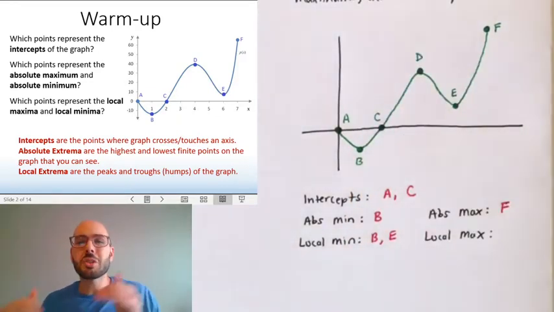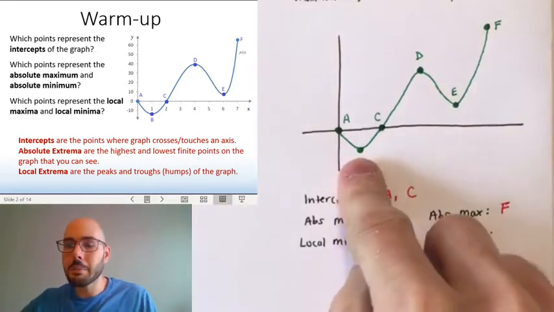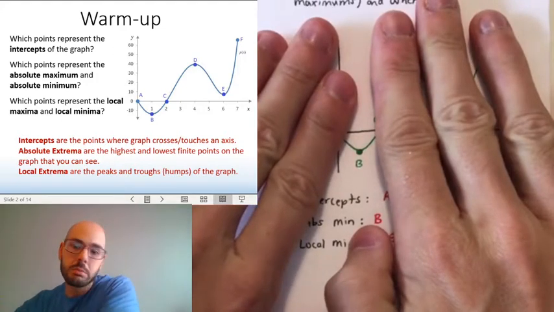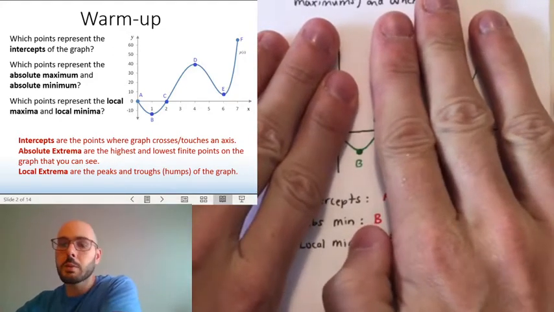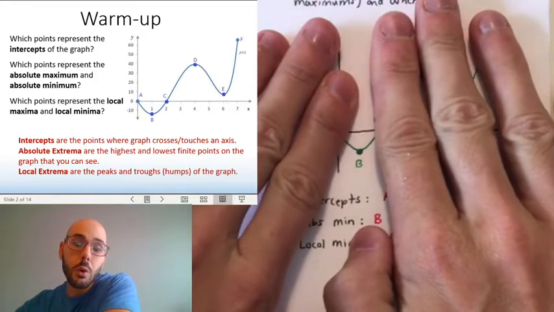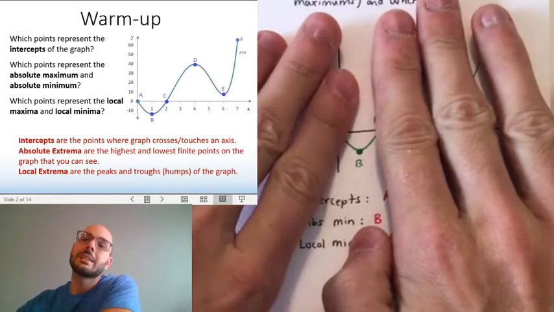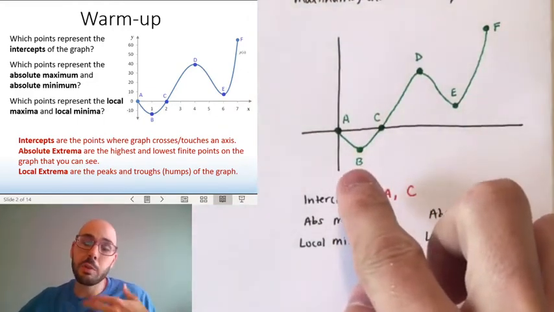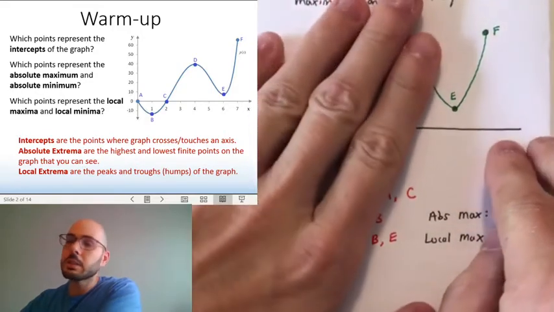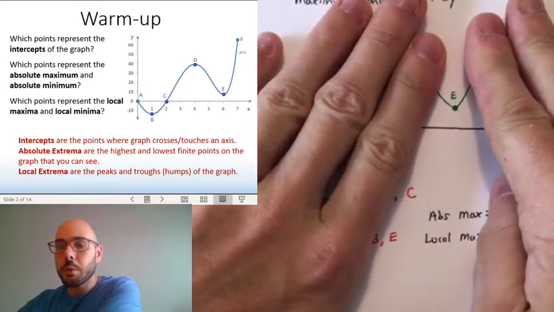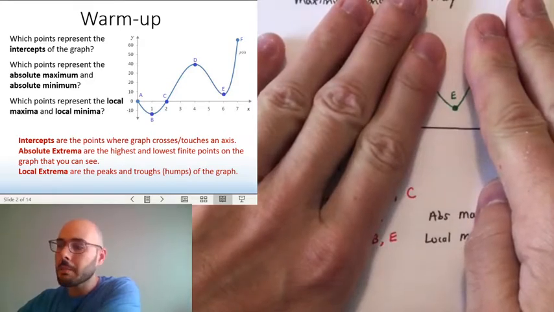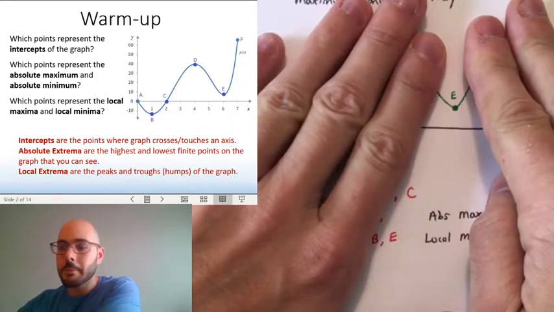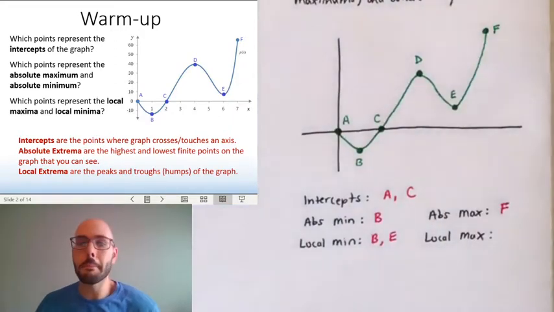So local means just in an area nearby. So if I'm looking at B, if I just look at a nearby area, it's the lowest point, right? If I look a little bit to the left, a little bit to the right, it's the lowest point in that small area. So locally, it's a minimum. It doesn't necessarily have to be the lowest point on the entire graph. It could be. B also happens to be the lowest point on the entire graph, but locally, to be a local extrema, you just need to be the lowest point or the highest point in a small nearby area. So E, you can also see if I cover up the rest of the graph, it's the lowest point nearby. So B and E are local minima.